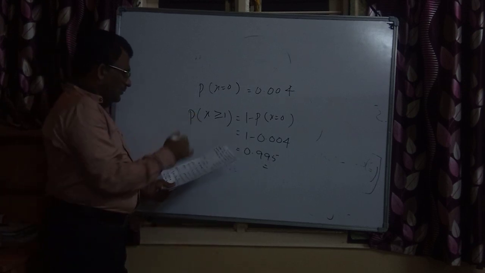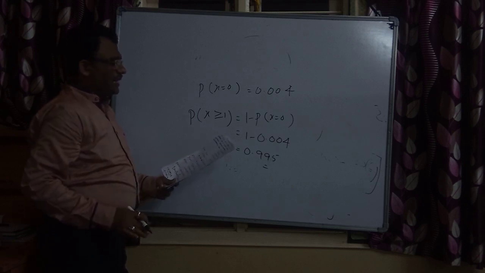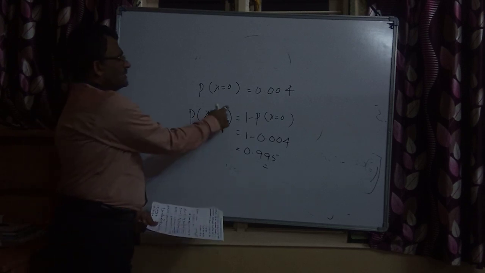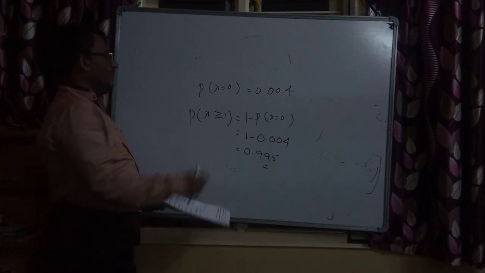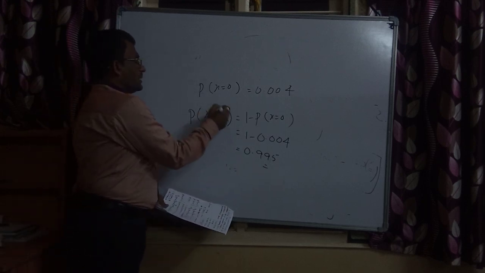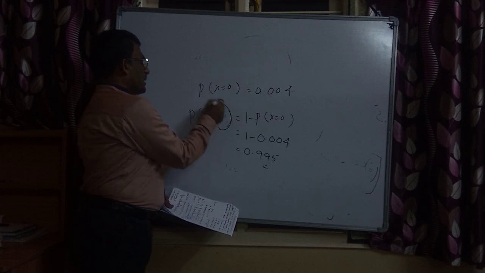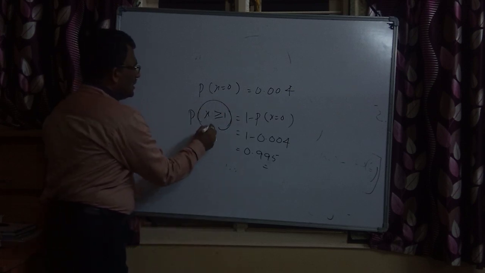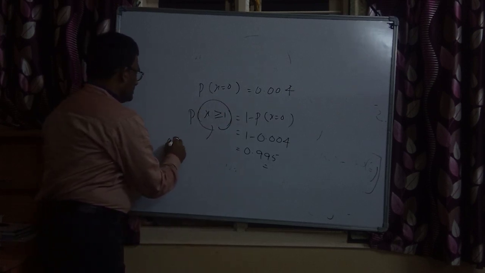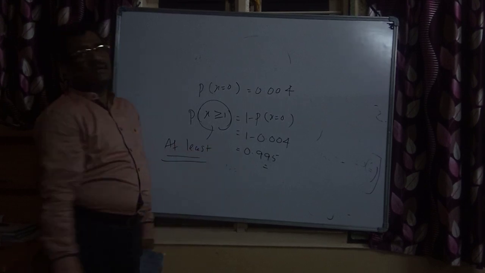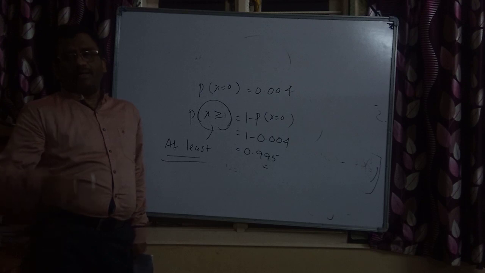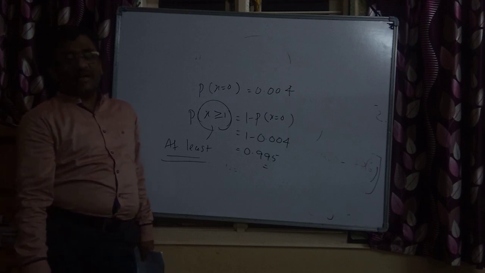Now we'll go for what is called maximum 2. At least means more than or equal to 1, maybe at least 1. At least is always represented by the symbol more than or equal to. At most or maximum is always represented by less than or equal to.